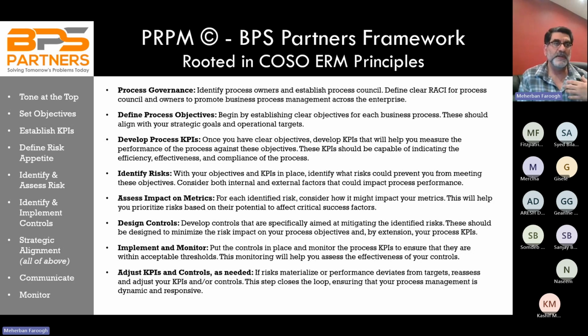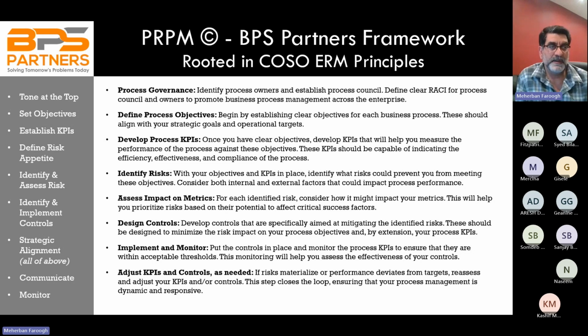But from an educational point of view, connecting COSO ERM framework to process risk and performance management at the process level, you need to understand each bullet point on the slide. So once you have the process governance established, when you start looking at the process, the first thing you do is identify the process objectives. Once you figure out the process objectives, you develop process KPIs, right? That will help you measure the performance of the process against those objectives. These KPIs should be capable of indicating the efficiency, the effectiveness, and compliance of the process. And I'll talk more about that in my future slides.